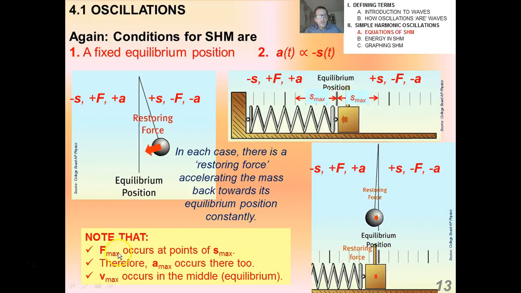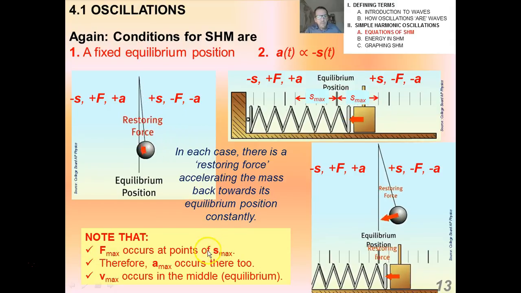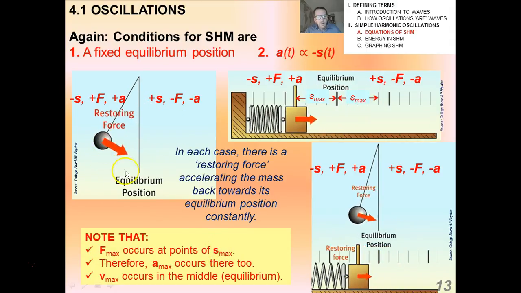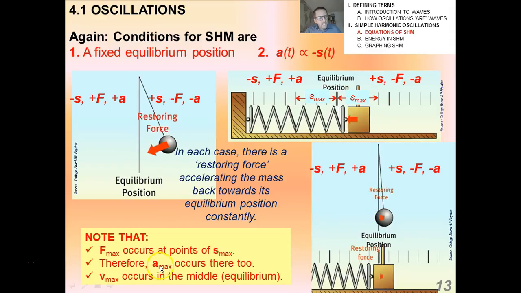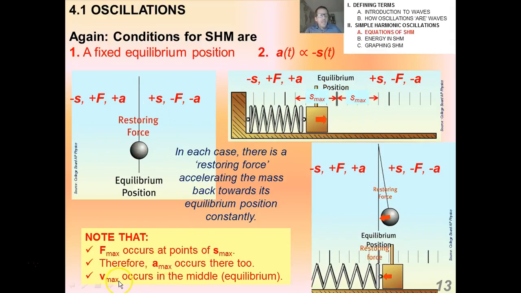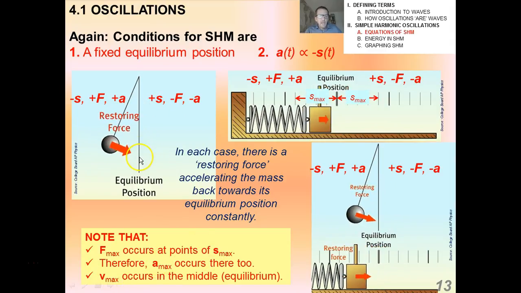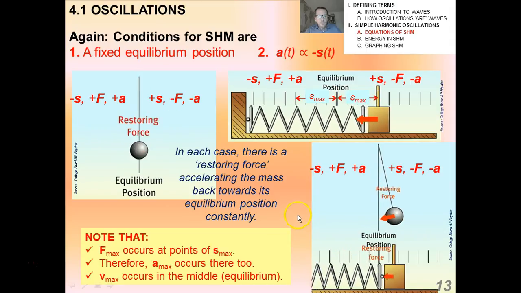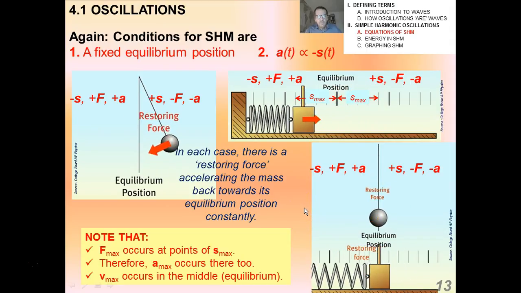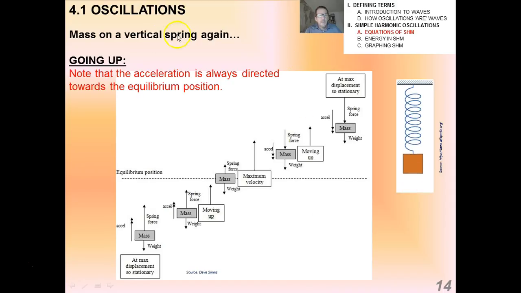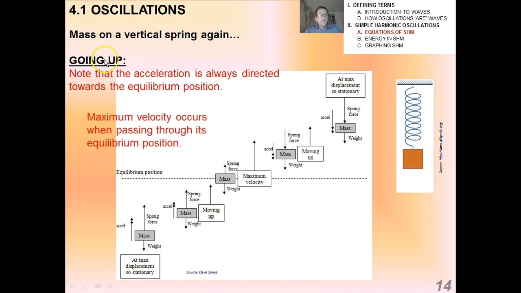A couple of things to note. The maximum force occurs at points of maximum displacement, or in other words, on the ends. Therefore, the maximum acceleration occurs there too, and the maximum velocity occurs right in the middle, either positive or negative, as it's going through its equilibrium position. Very important slide right here. Okay, so again, mass on a spring, you want to study this diagram very carefully. It's showing all the associated vectors.